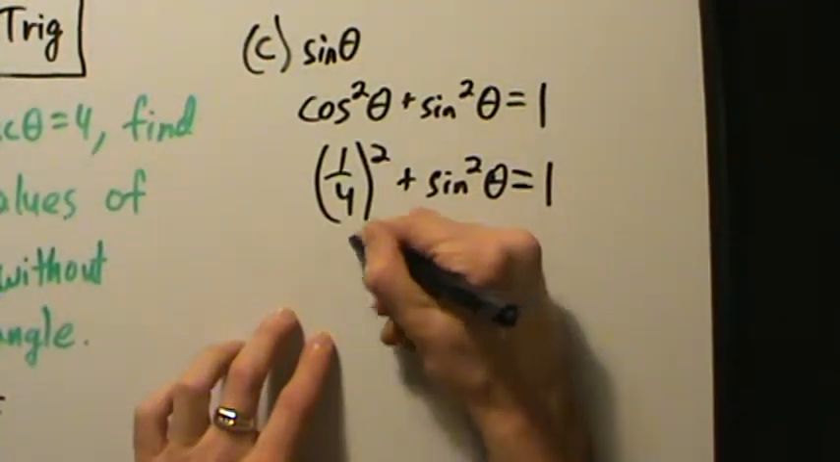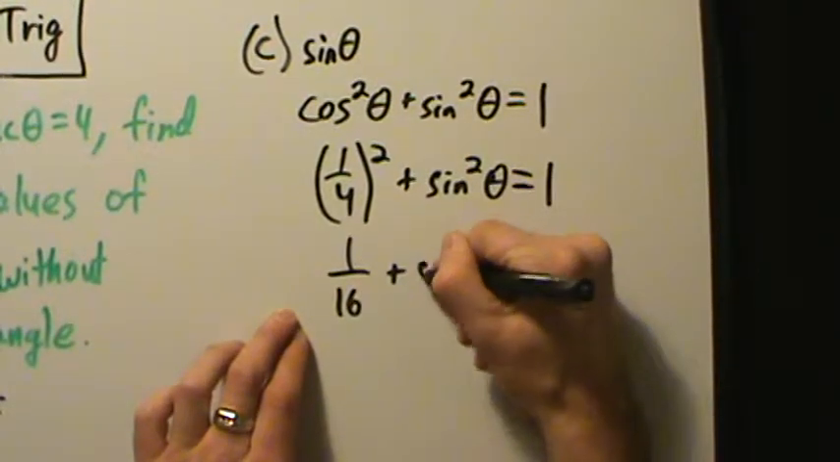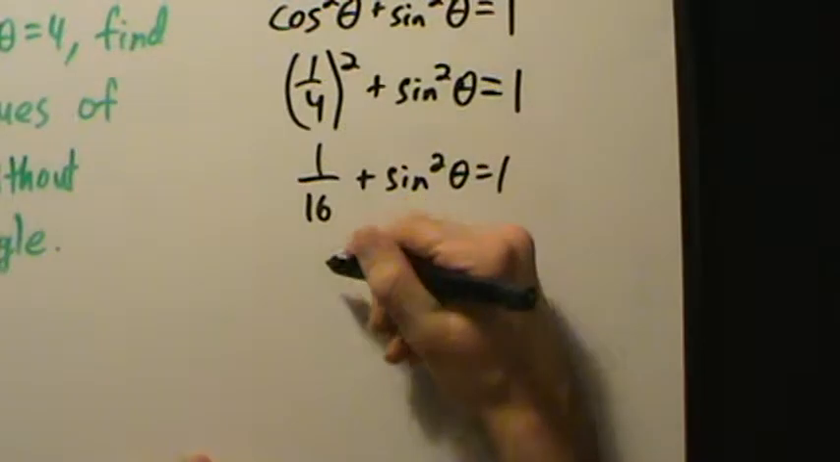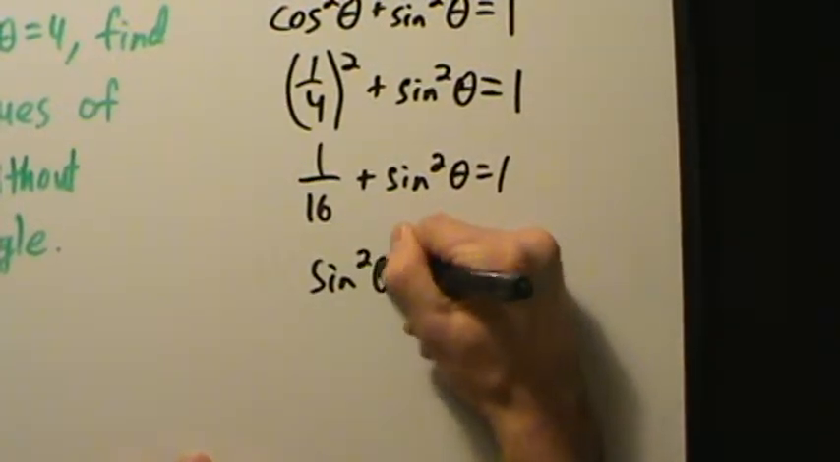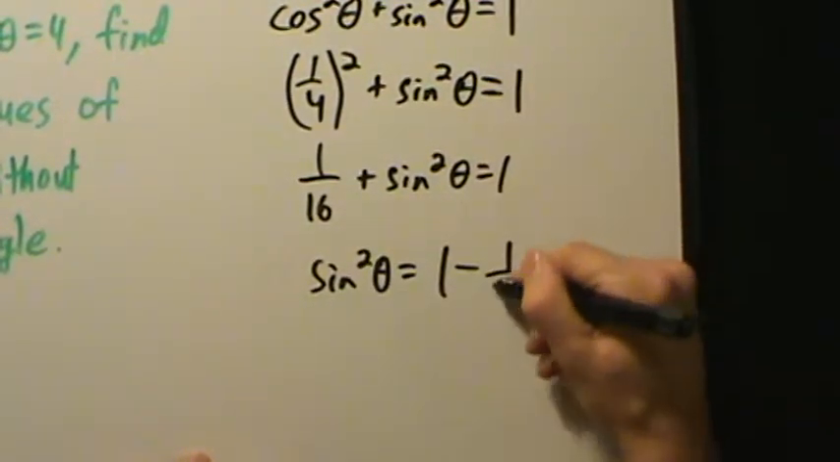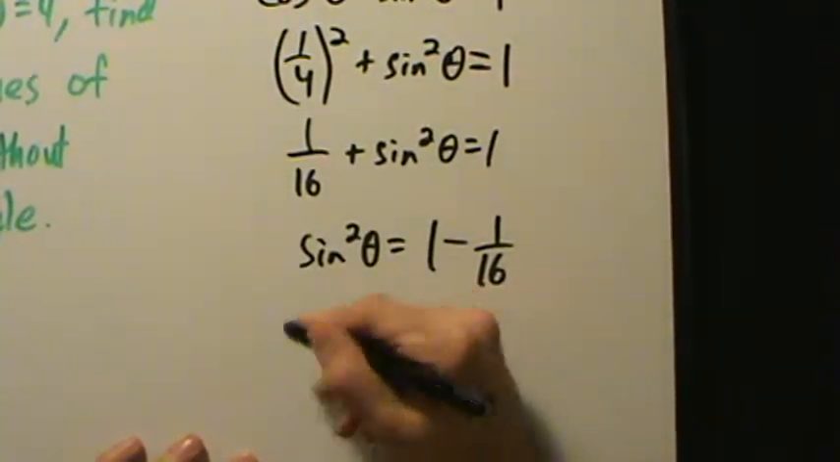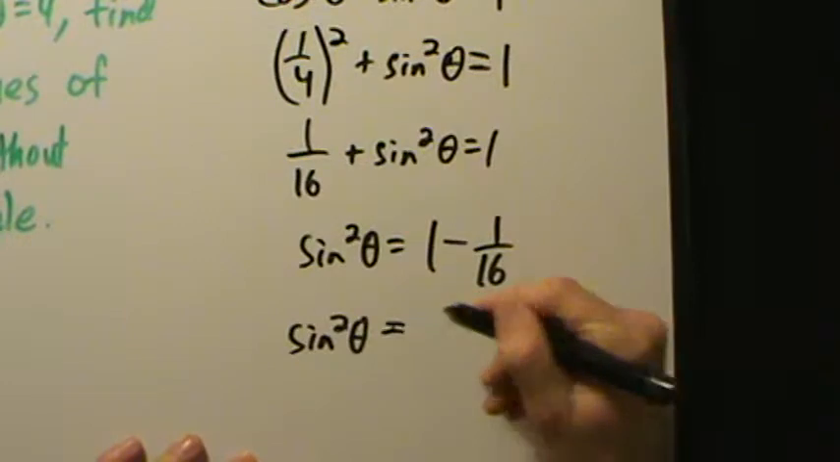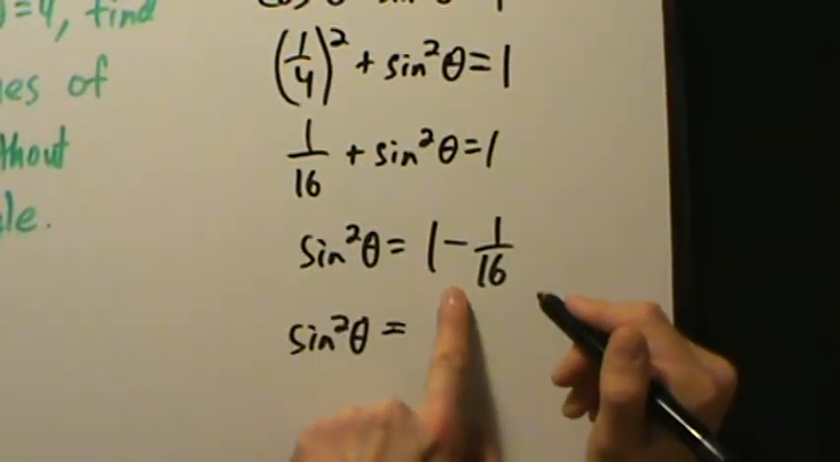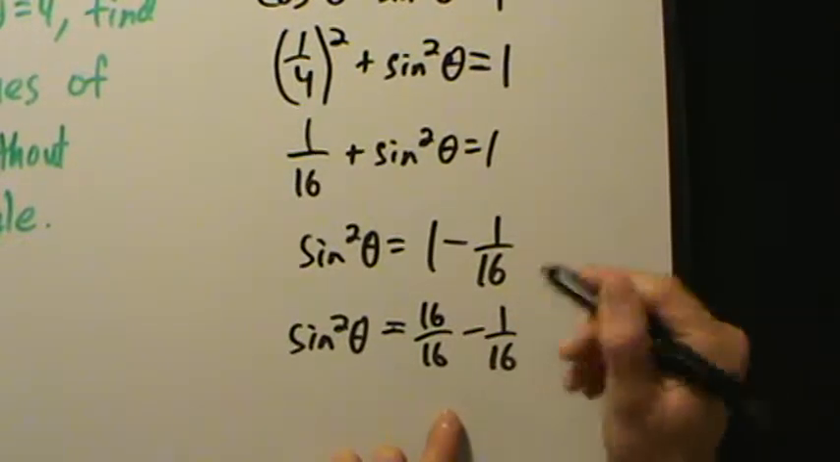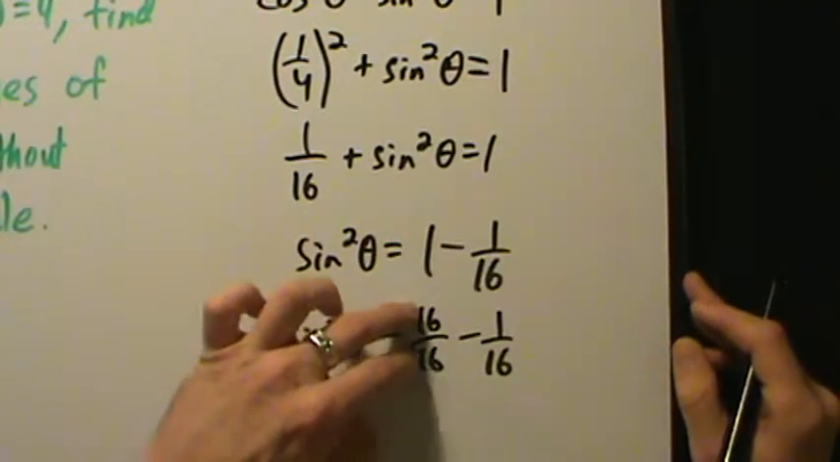So 1/4 squared is 1 over 16 plus sine squared of theta equals 1. So subtract 1/16 from both sides, so you get sine squared of theta equals 1 minus 1 over 16. Okay. So we want to do a common denominator thing here. Okay, so sine squared of theta equals, common denominator is going to be 16. So this is going to be 16 over 16 minus 1 over 16. Okay, so 1 is the same thing as 16 divided by itself.